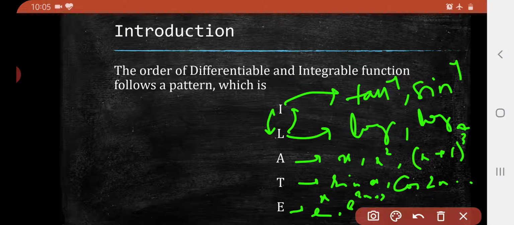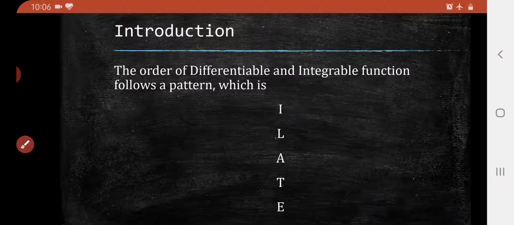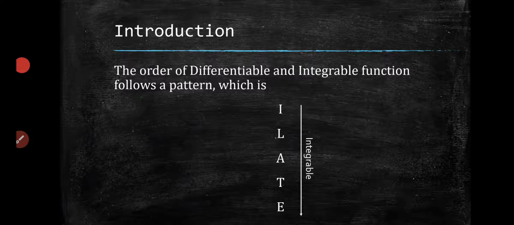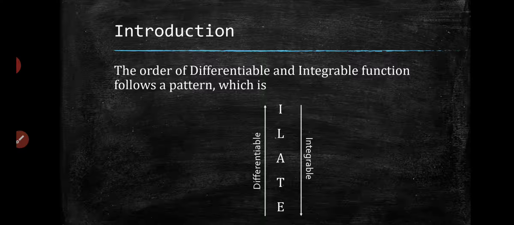Now obviously, inverse trigonometric and logarithmic functions can be switched in their places, so you can take either of them first, no problem. In this order of functions, as the order goes down, the functions become more and more integrable, and as the order goes up, they become more and more differentiable. So the idea is to choose the differentiable function from higher up the order, and to choose the integrable function from lower down the order.